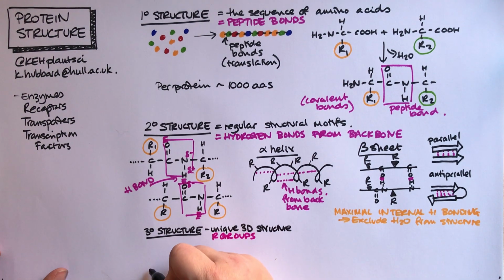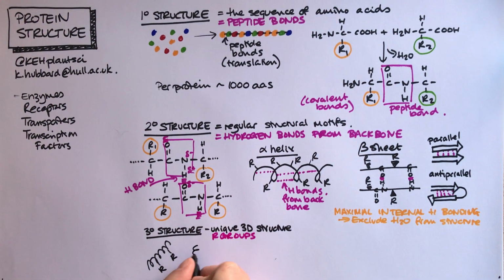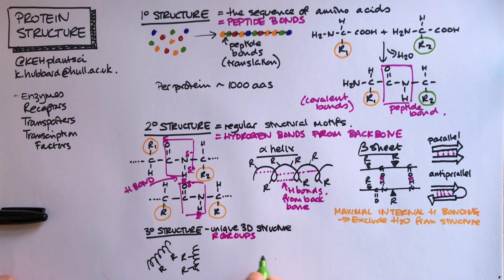So let's imagine we've got a bit of alpha helix here with some R groups sticking out. And then in my protein, I've got another bit of alpha helix with some other R groups sticking out. Those R groups can bind with each other. These two R groups here might be attracted to each other and be able to form a chemical bond. Not all R groups can, but most of them can.